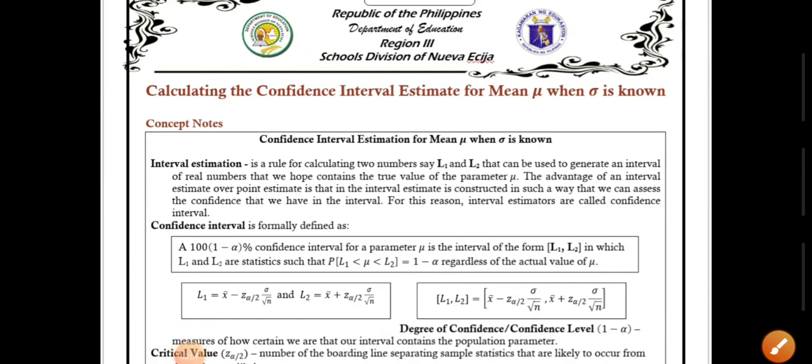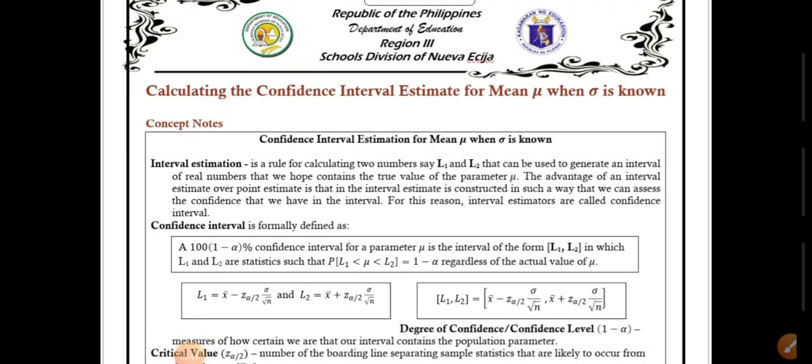Calculating the confidence interval estimate for mean mu when standard deviation is known. Interval estimation is a rule for calculating two numbers, say L sub 1 and L sub 2, that can be used to generate an interval of real numbers that we hope contains the true value of the parameter mu. The advantage of an interval estimate over a point estimate is that the interval estimate is constructed in such a way that we can assess the confidence that we have in the interval. For this reason, interval estimators are called confidence intervals.